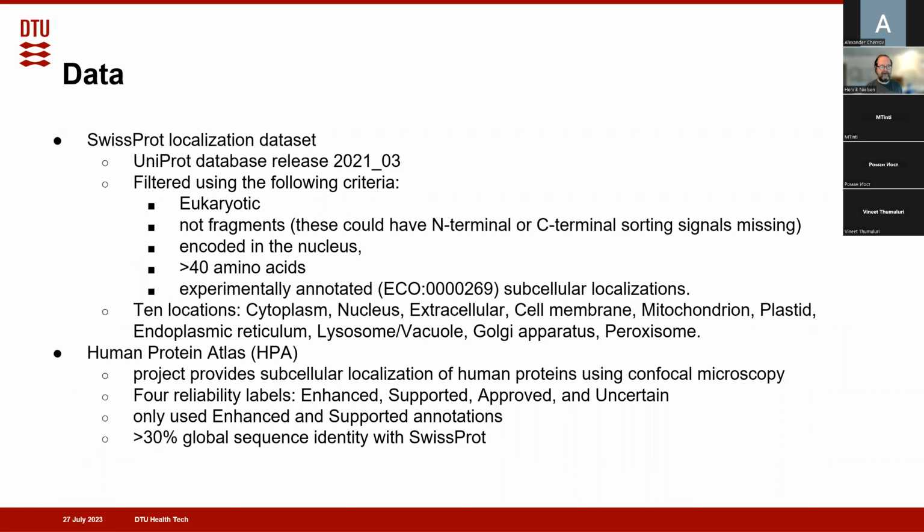Then we also have the Human Protein Atlas data, which is subcellular localization annotation of human proteins using confocal microscopy. And that is a source of annotation that is independent of SwissProt. We use only the enhanced and supported annotations, and we reduce the dataset, so only those with less than 30% global sequence identity with the SwissProt dataset.